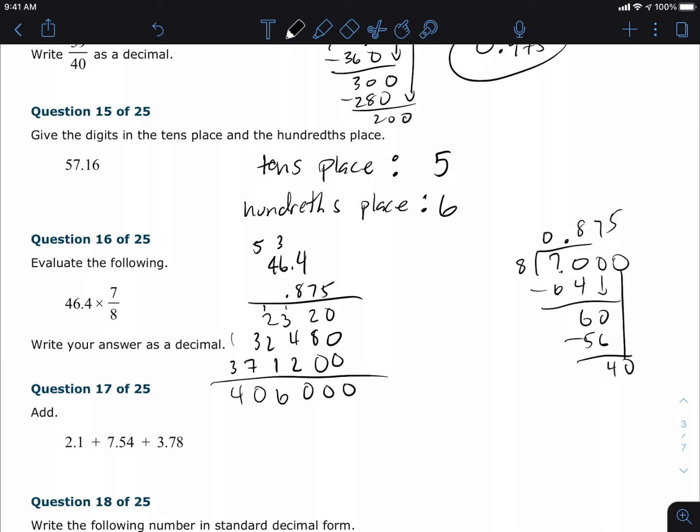How many decimals do we have in this problem? 4. We have 4. So I need to count from here: 1, 2, 3, 4. And so I have 40.6 as my answer. Make sense?